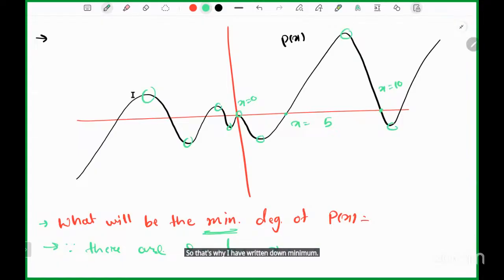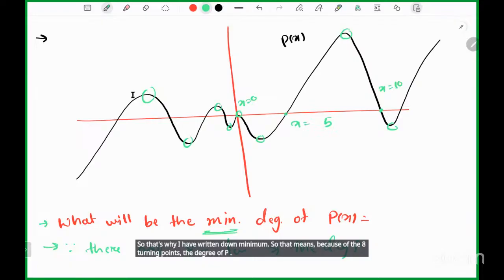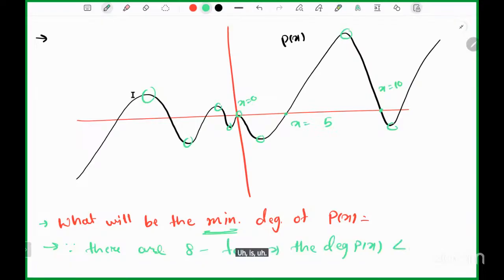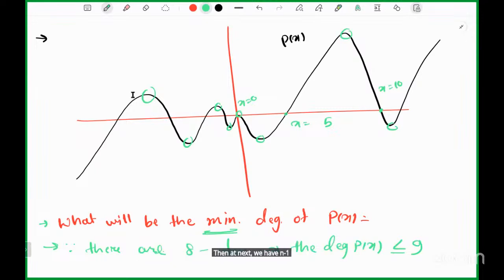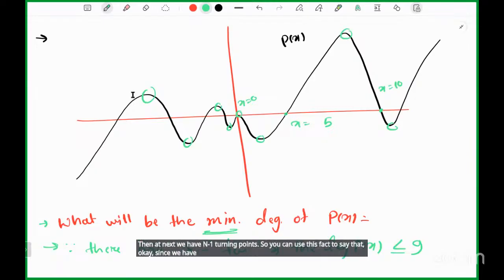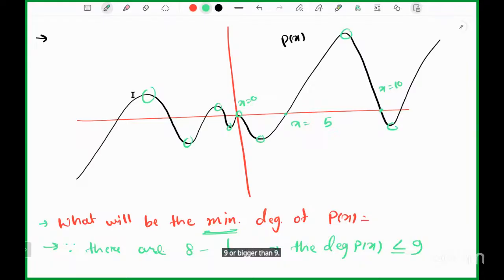So that means because of the 8 turning points, the degree of P of x is obviously greater than or equal to 9, right? Because if we have a degree n polynomial, then at max we have n minus 1 turning points. So you can use this fact to say that since we have 8 turning points, the degree should be 9 or bigger than 9. So that's why I'm saying the minimum degree could be 9.